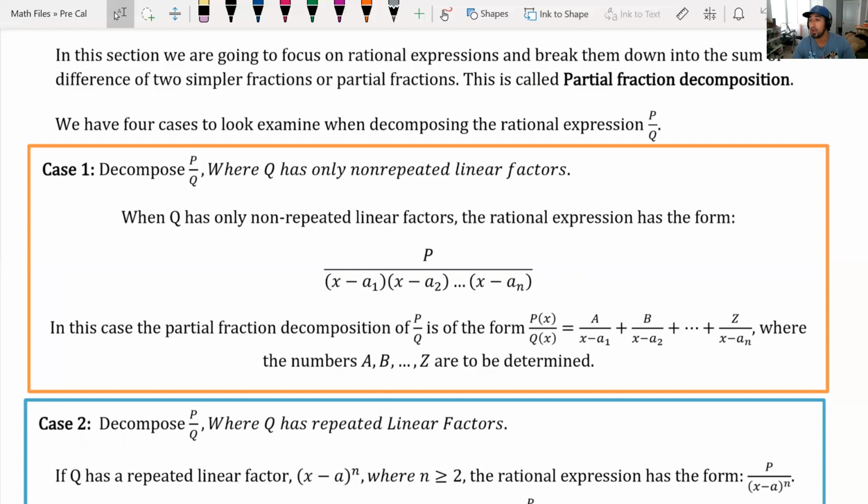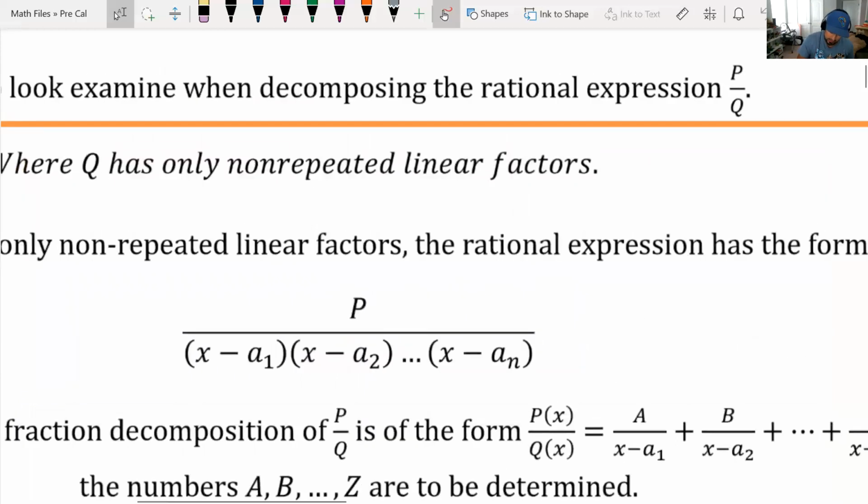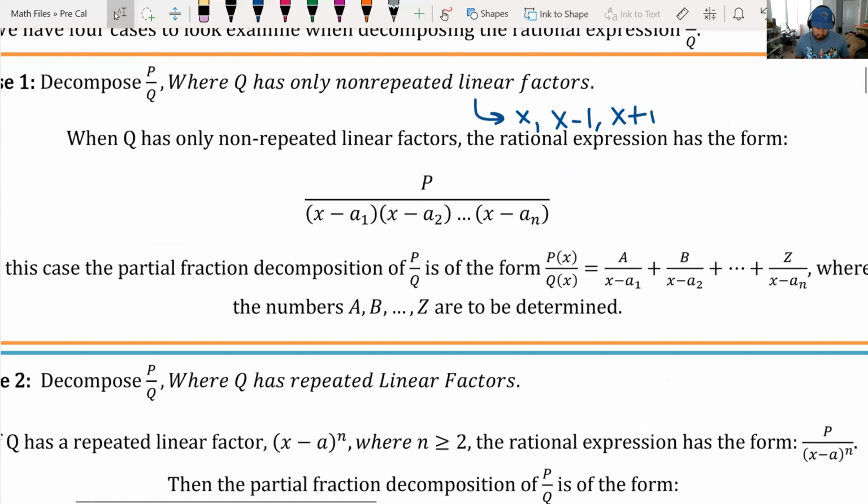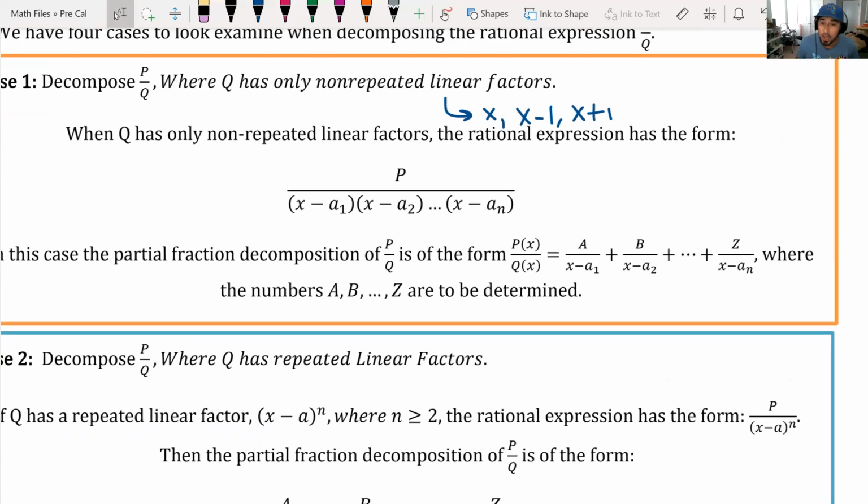That's it, right? To be linear. So if you have a linear factor that's non-repeated, you have factors to the power of 1, right? So to be linear means you have something such as x, or x minus 1, or x plus 1, and etc., right? Those are linear factors. Okay. So when Q, the denominator, has only non-repeated linear factors, the rational expression has this form. So the fraction that we're given will have this form: P, whatever the polynomial is on top, over Q, the denominator with the non-repeated linear factors.